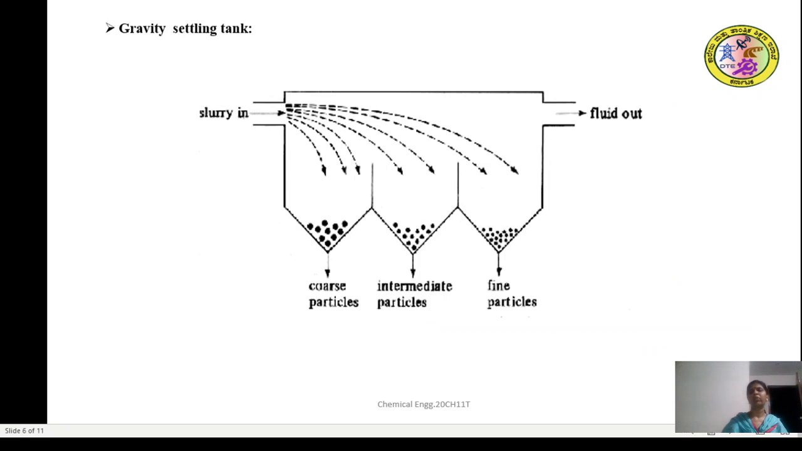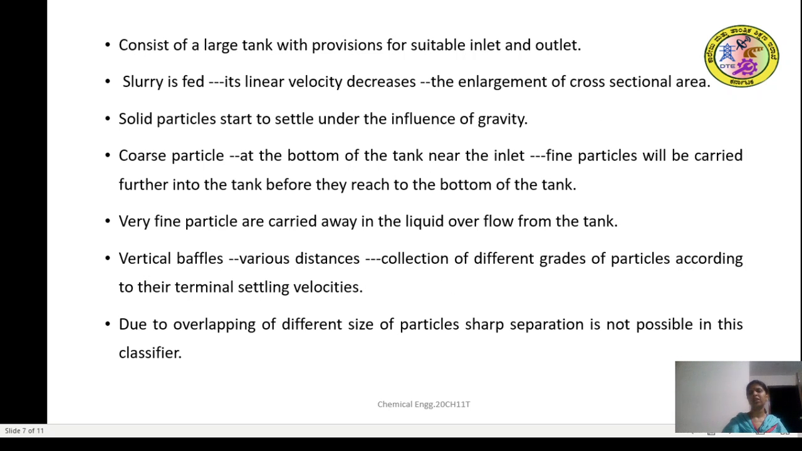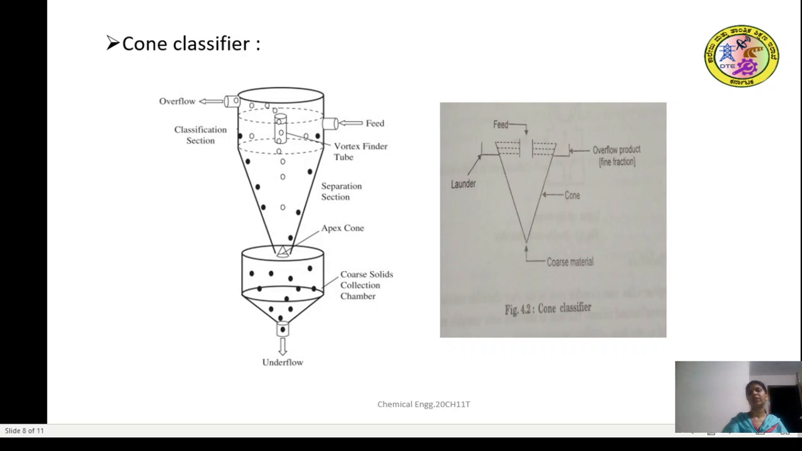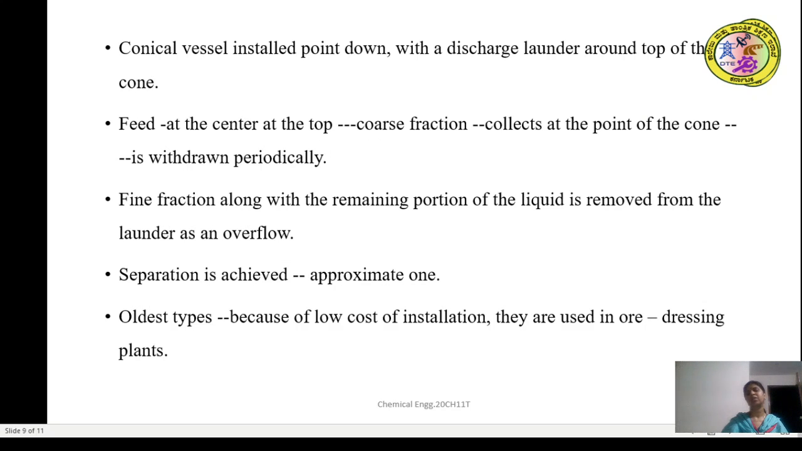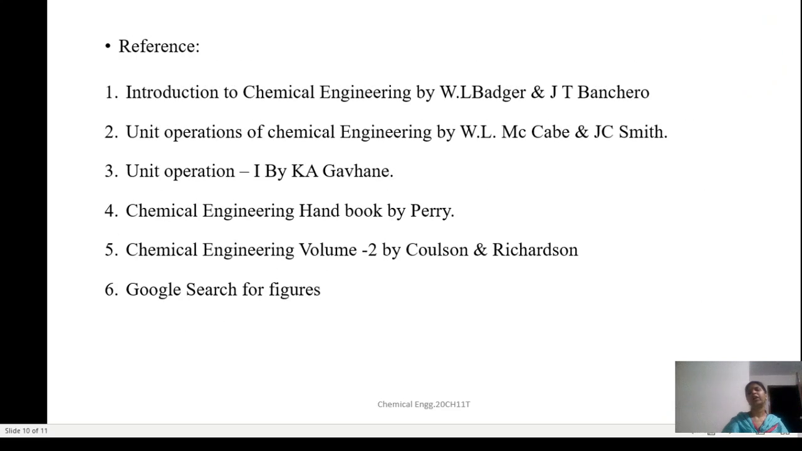So today in this session, what we have learned is the gravity settling tank, how it separates the various size particles, and the cone classifier, its construction and working, and where it is being used. For more information, you can read these books. The possible questions that could be asked from this session are: explain the working of the gravity settling tank and explain the working of the cone classifier especially. These are the two possible questions. Thank you.